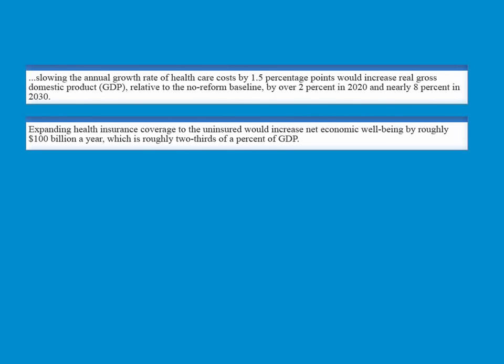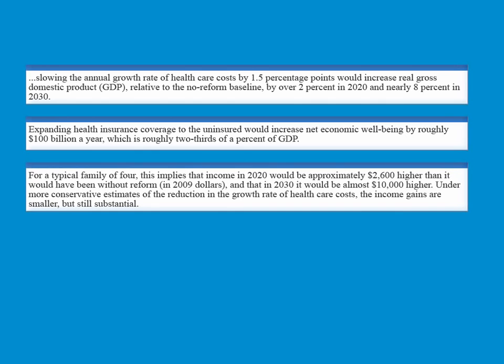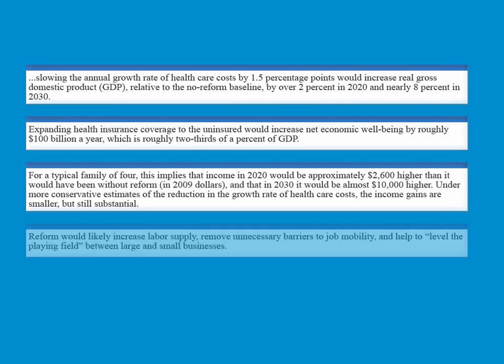Expanding health care insurance coverage to the uninsured would increase net economic well-being by roughly $100 billion a year. For a typical family of 4, this implies that income in 2020 would be approximately $2,600 higher than it would be without reform, and that in 2030 it would be almost $10,000 higher. Reform would likely increase labor supply, remove unnecessary barriers to job mobility, and help level the playing field between large and small businesses.